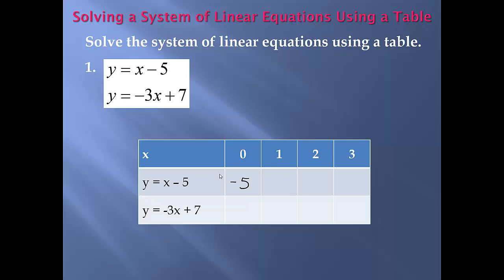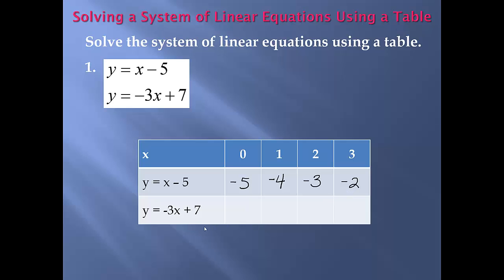Now I'll plug in 1 for x, and 1 minus 5 is negative 4. So y equals negative 4, and the ordered pair is 1, negative 4. Now I plug in 2 for x. 2 minus 5 is negative 3, so y equals negative 3, and my ordered pair is 2, negative 3. And now I'll plug in 3 for x. 3 minus 5 is negative 2, so y equals negative 2, and my ordered pair is 3, negative 2.